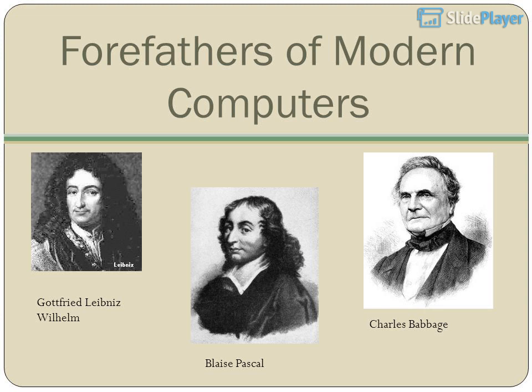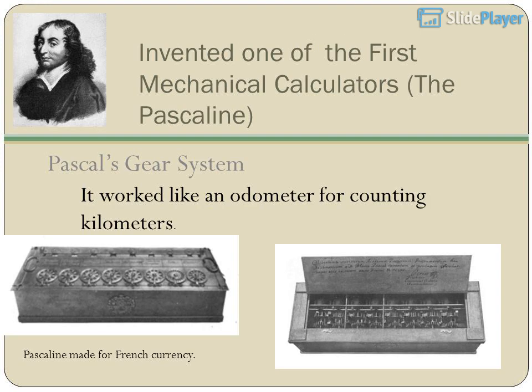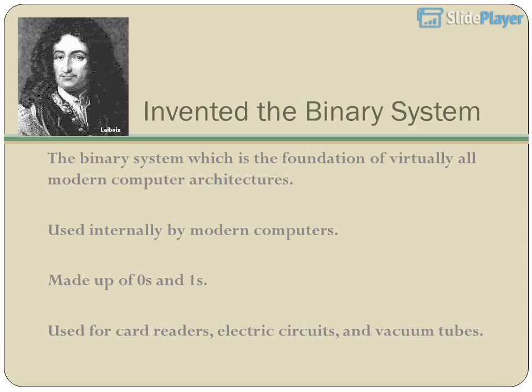Gottfried Leibniz. Wilhelm. Charles Babbage. Blaise Pascal invented one of the first mechanical calculators, the Pascaline. Pascal's gear system worked like an odometer for counting kilometers. The Pascaline was made for French currency.